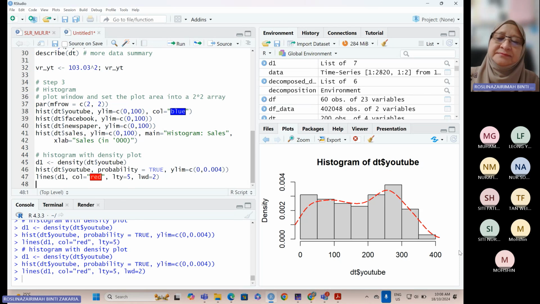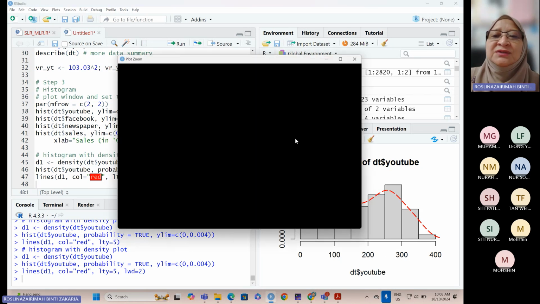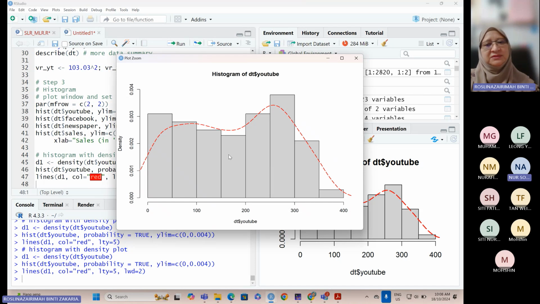Is it all right? Any question? Yeah, the plot is very nice, isn't it? I find that it has a very nice histogram plot. Very clean, very clean.